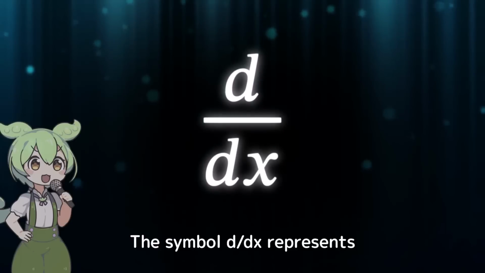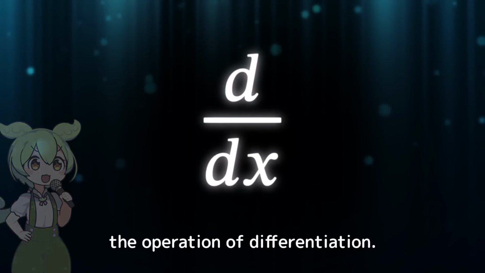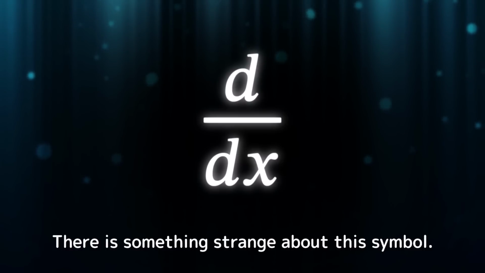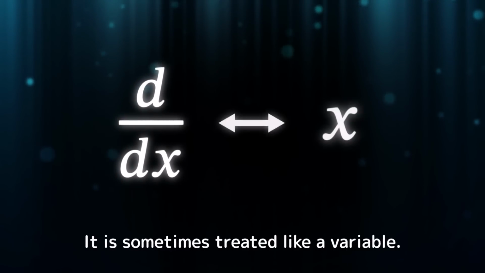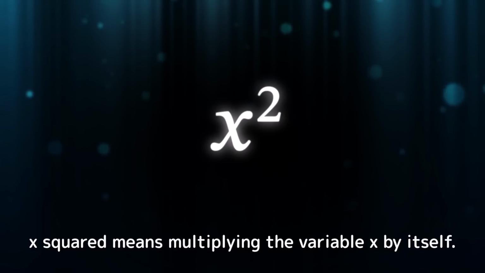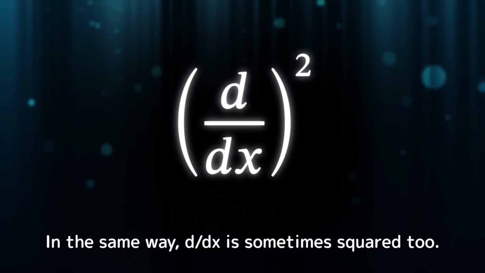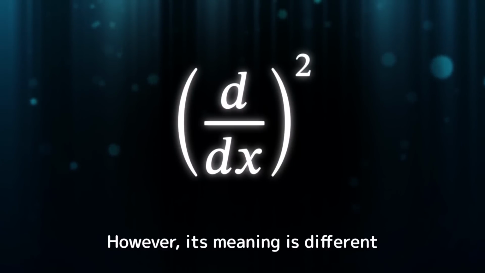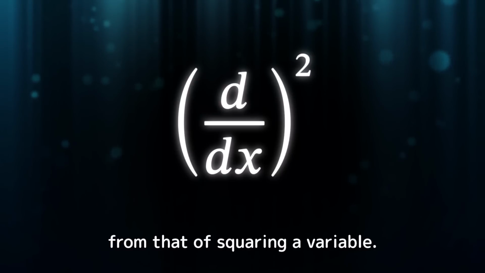The symbol d by dx represents the operation of differentiation. There is something strange about this symbol. It is sometimes treated like a variable. For example, x squared means multiplying the variable x by itself. In the same way, d by dx is sometimes squared too. However, its meaning is different from that of squaring a variable.